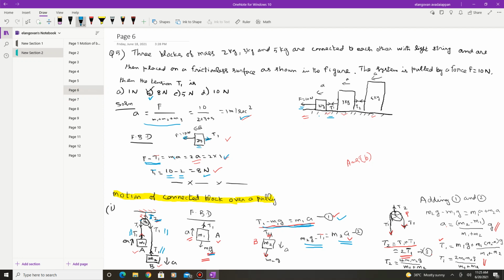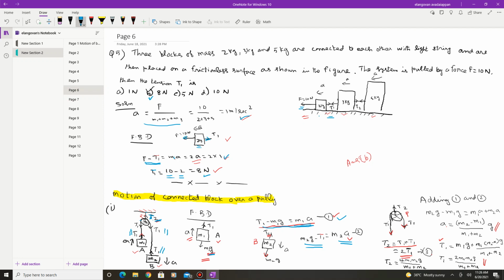And for the pulley also you can draw the free body diagram. There are two tensions acting on the two sides of the string, and T2 is the tension acting upwards from the center of it. So this is the free body diagram for the pulley.